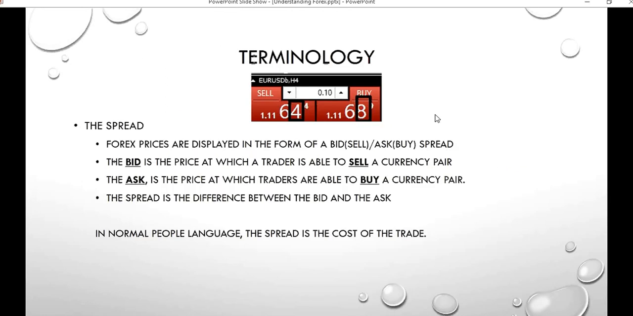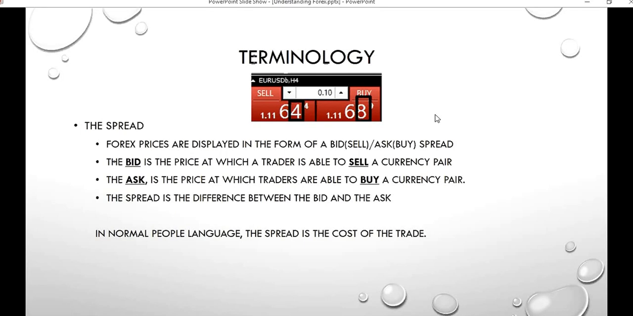So, terminology. One of the words that you'll be hearing a lot of is the spread. The spread is just basically displayed in the form of a buy and sell. The difference between the buy and sell price, which is annotated there in the black box, is the spread. So there's a bid price, which is basically the sell price, and then there is an ask price, which is the buy price. We have them there in the red block as buy and sell, as bid and ask, and the difference between the two is the spread.